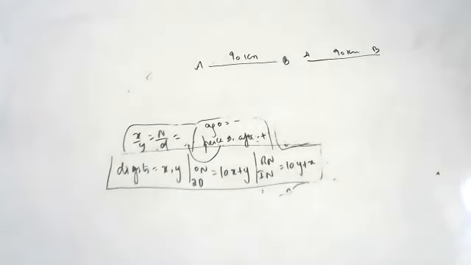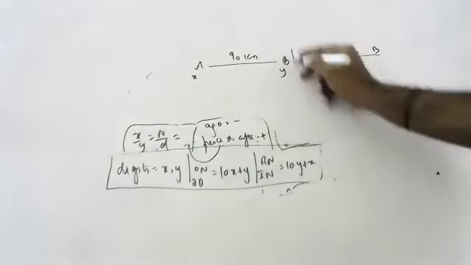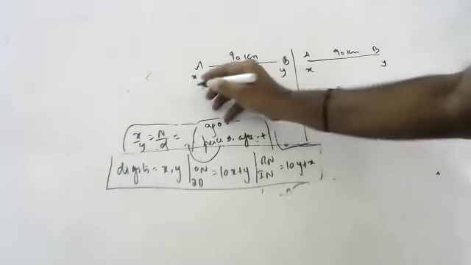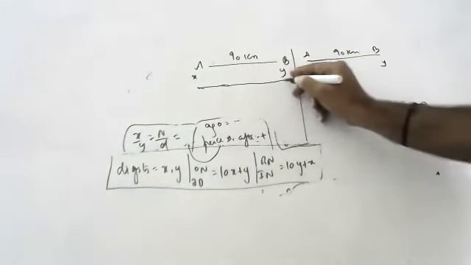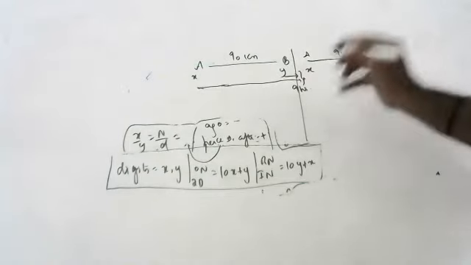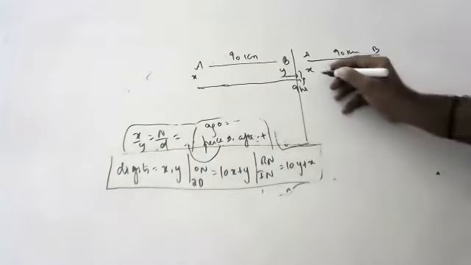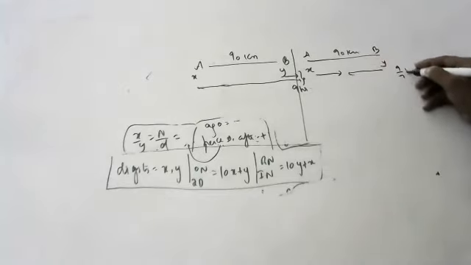Both of them, if they go in the same direction, they meet in 9 hours. This speed is x, this speed is y. If they are traveling in the same direction, they are meeting in 9 hours. But if they are traveling towards each other, they will meet in 9 by 7 hours. Very less time.